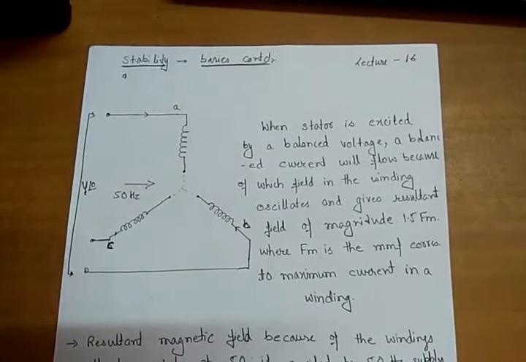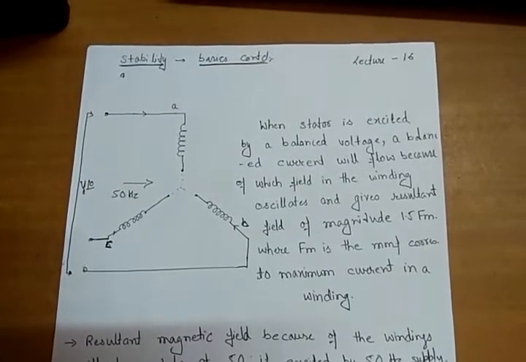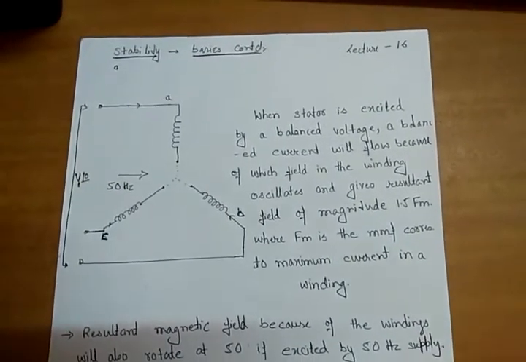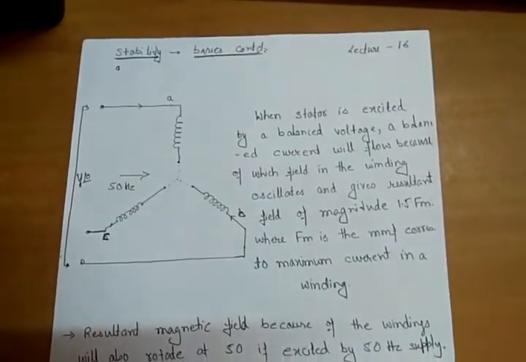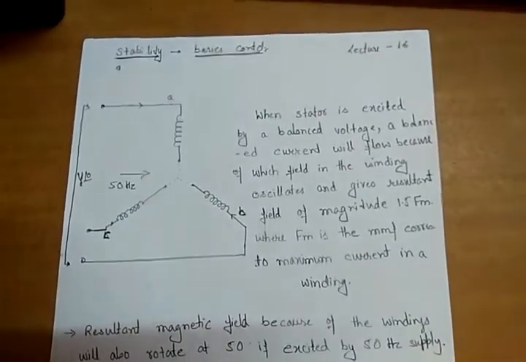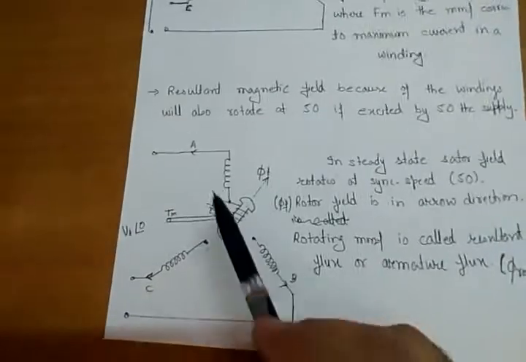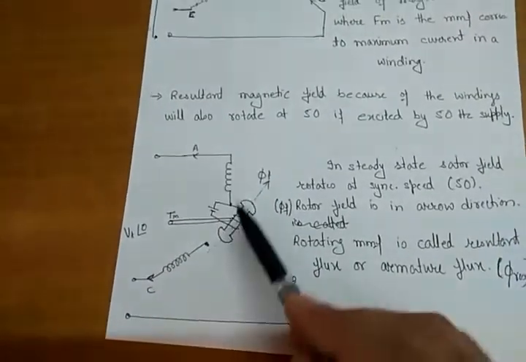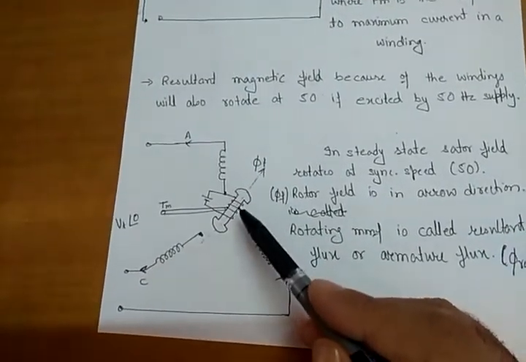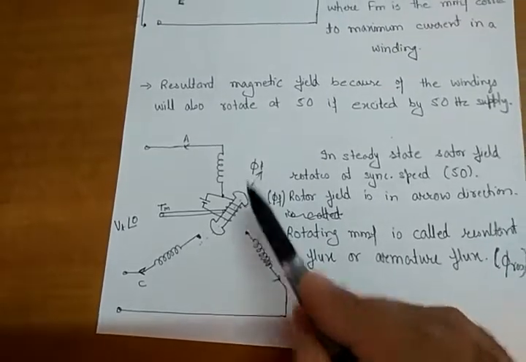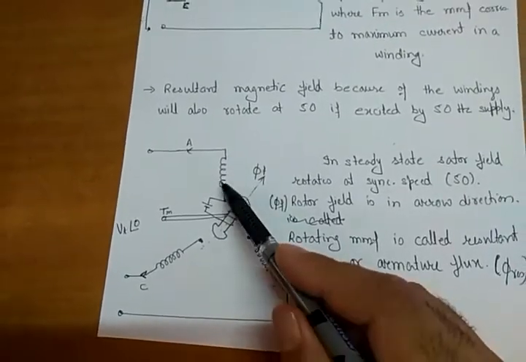Okay. So in steady state, what happens? The stator field and the rotor field. Rotor field here I am showing in this diagram. This is the stator, this is the rotor. I am taking a two-pole salient pole rotor with field winding. This is the stator winding.